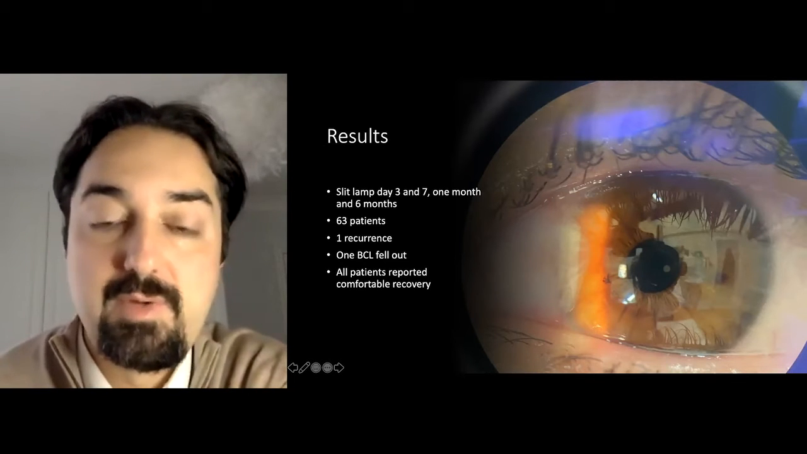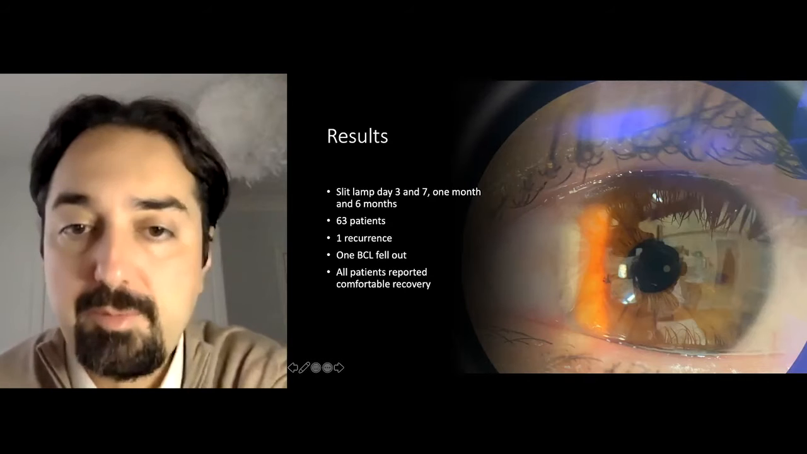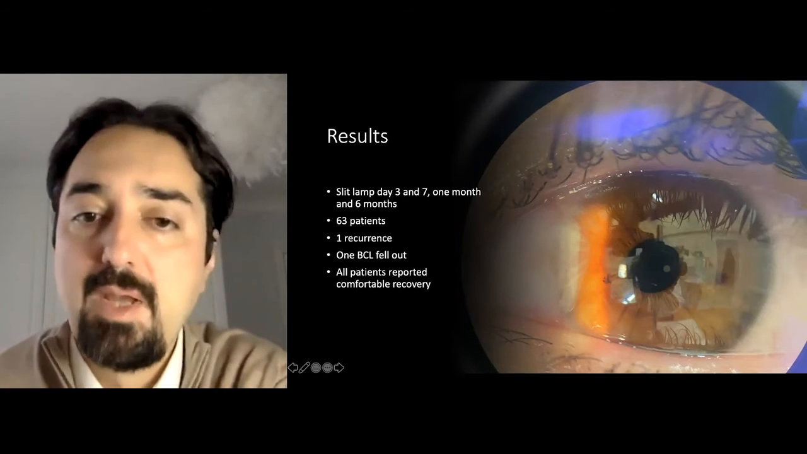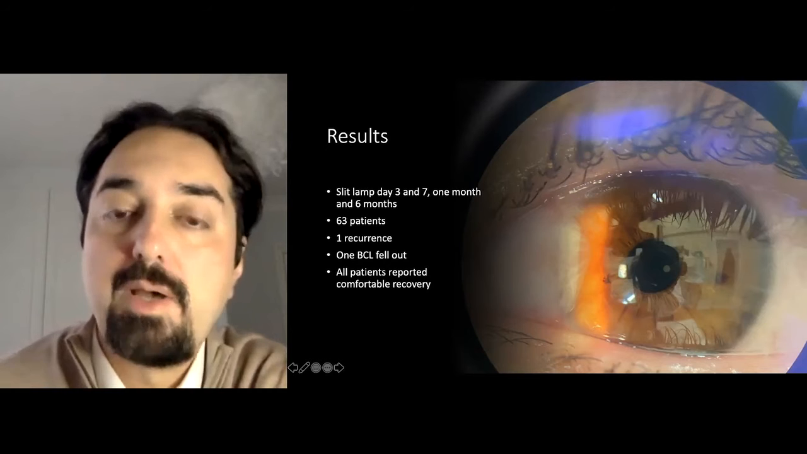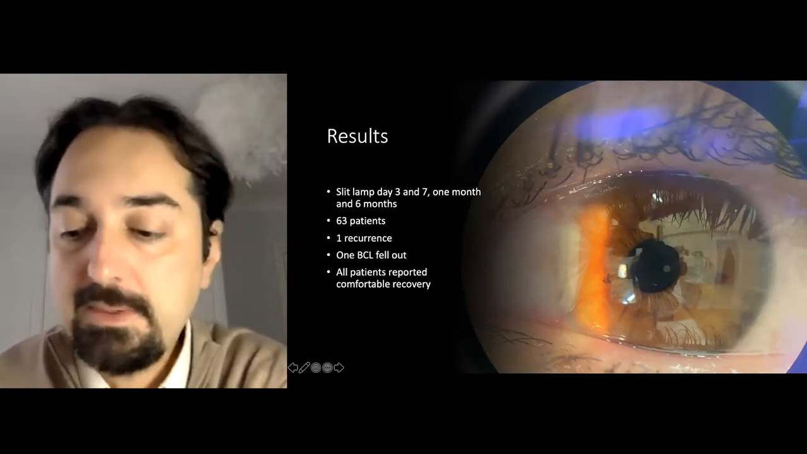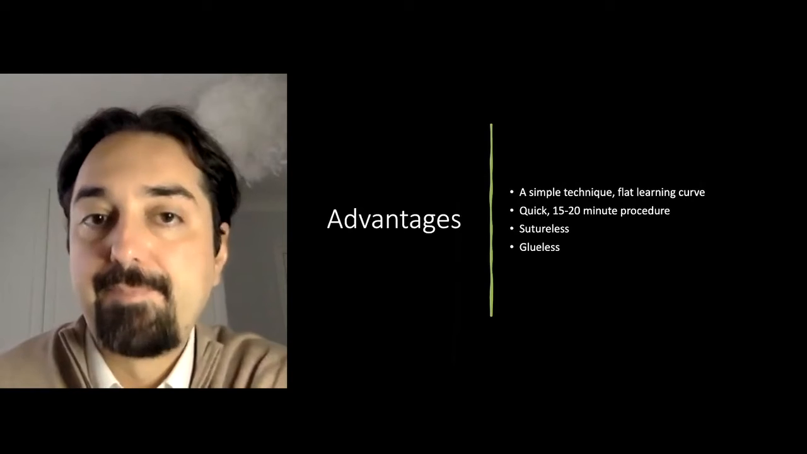And what's really important is that all patients were very comfortable with the recovery, especially the ones who had previous surgery with sutures or glue. They did say that this time it was much different, much more comfortable. So yeah, a successful technique in our hands.